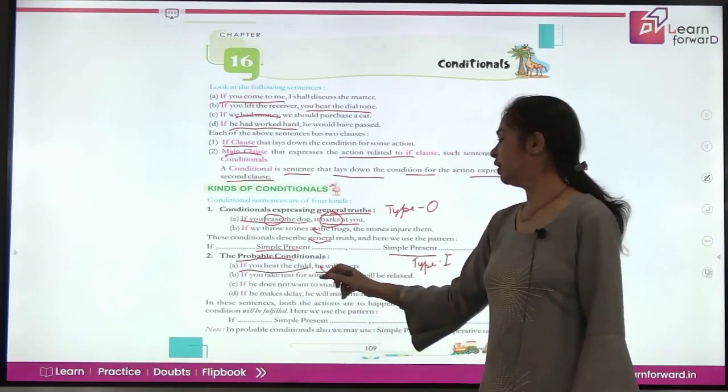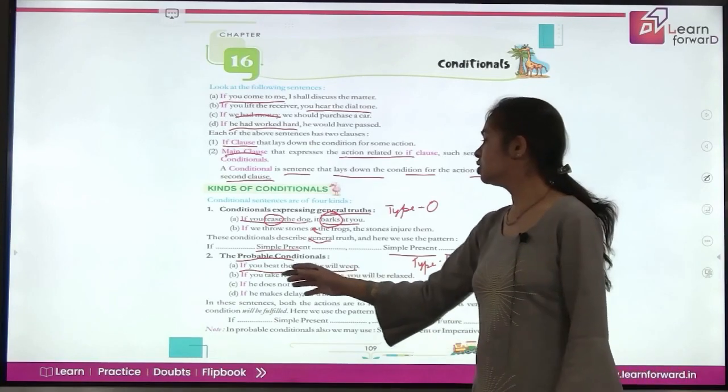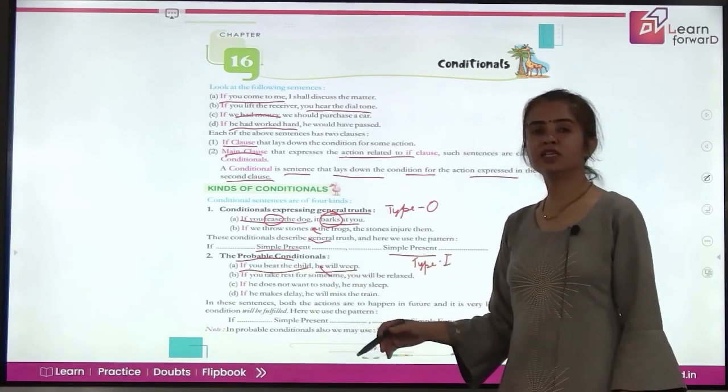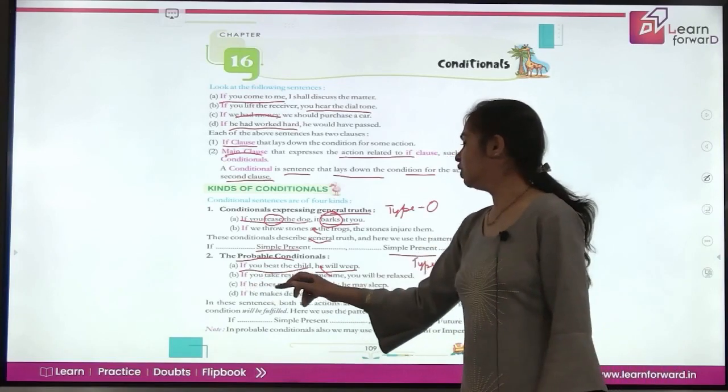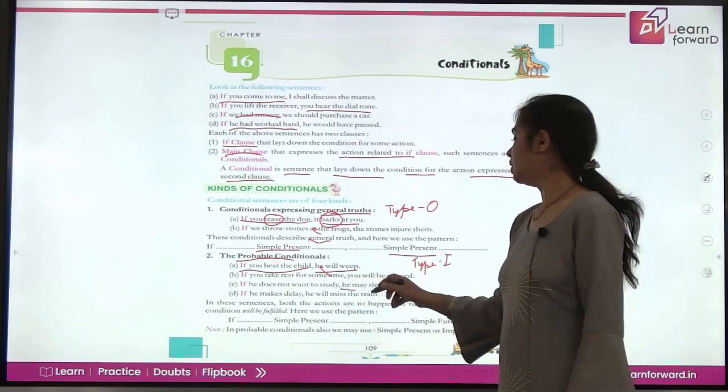If you take rest for some time, you will be relaxed. So the conditional clause here is if you take rest for some time. Next, if he does not want to study, again the condition, he may sleep.